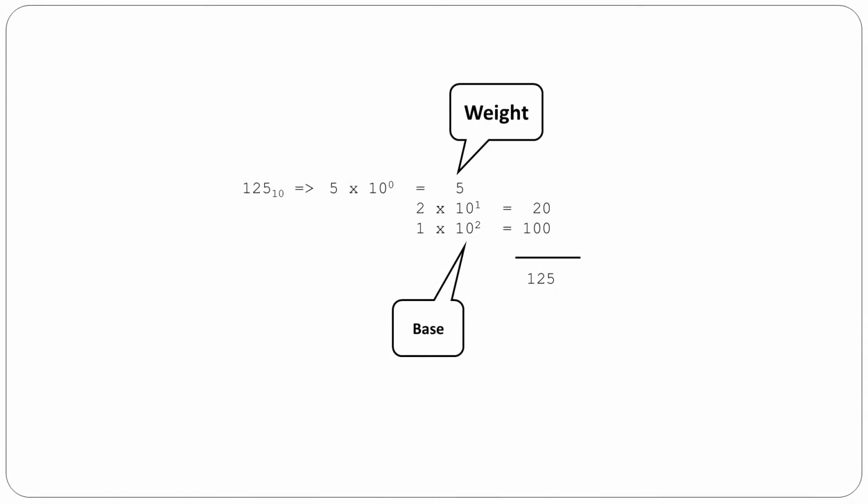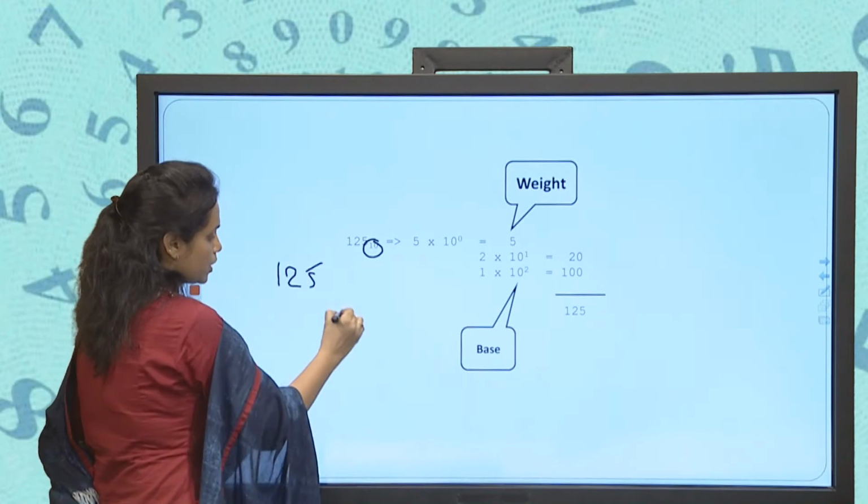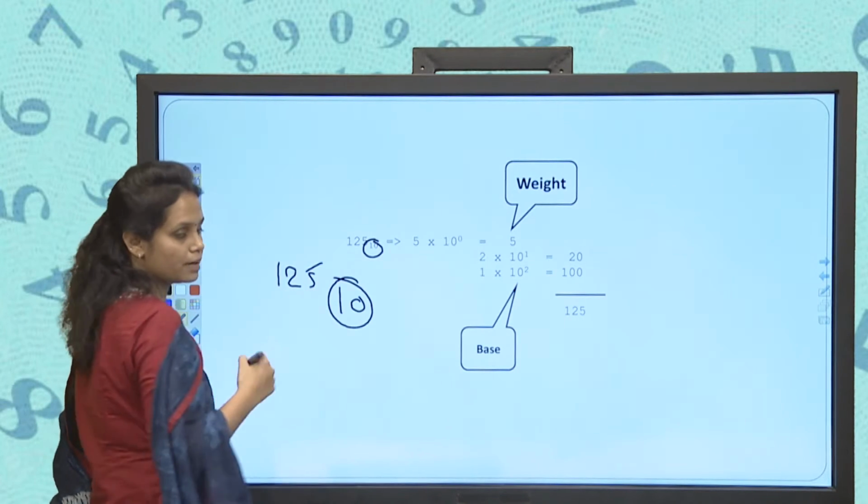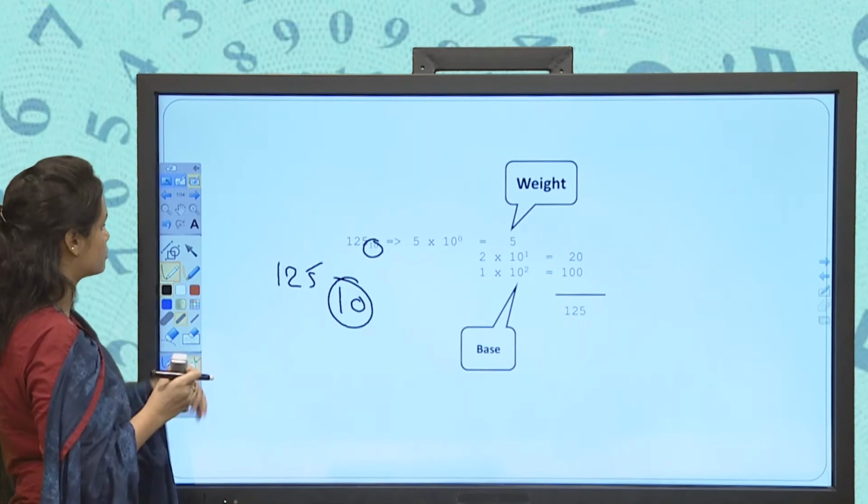This is one example. What is important is which is the base and which is the weight. Here 10 is the base. Why is 10 the base? Because it is a decimal number. Decimal numbers are also called 10 base numbers.